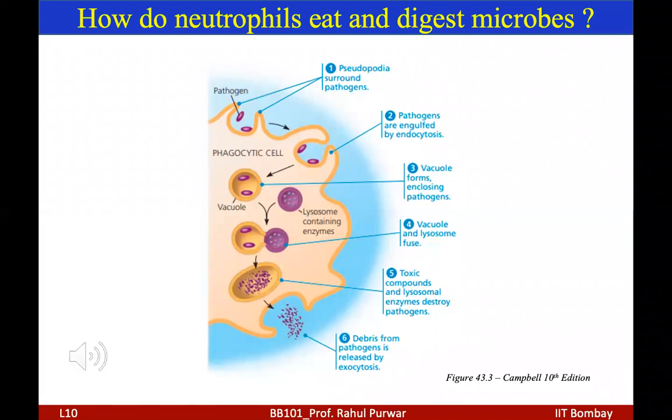And inside the cell, a vacuole forms. So it's not like it's just floating around. These vesicles, called vacuoles, form and enclose the pathogens, and these vacuoles and lysosomes fuse with each other. Once the vacuole and lysosome fuse, the toxic compounds and lysosomal enzymes destroy the pathogen, and then debris from the pathogen is released by the process called exocytosis.